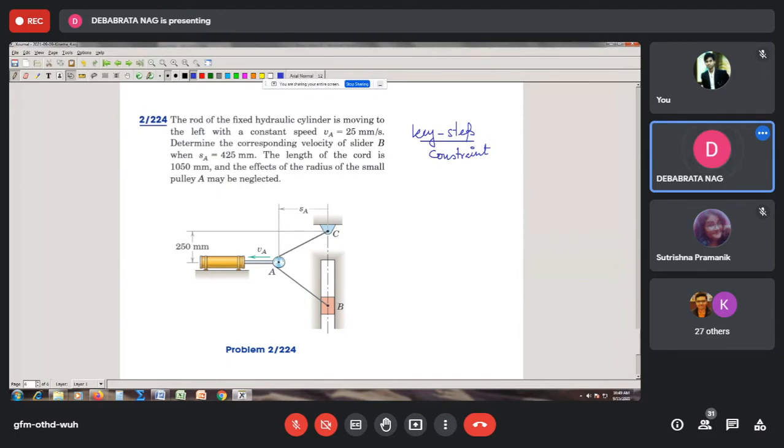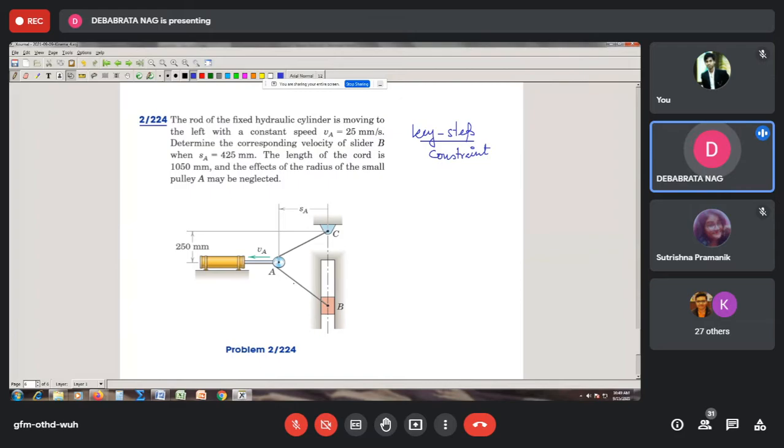That means this side length plus this side length, and also the portion of the string wrapped around the pulley surface, total 1050 millimeter. But a cautionary sentence is given: the effects of the radius of the small pulley may be neglected. That means the pulley is very small, so the string length is essentially from here to here plus here to here. We have to neglect the small portion of string wrapped around the pulley surface.